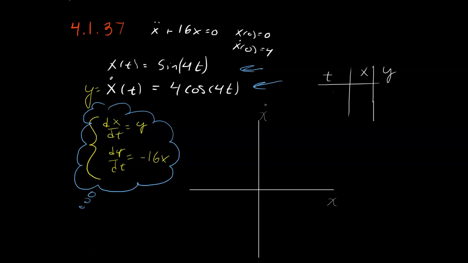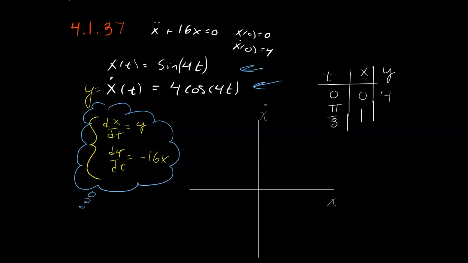So pick a value. Say at time 0, x is 0 and y is 4. At some other convenient values, say we did pi over 8. When that happens, sticking pi over 8 into this equation gives you pi halves. So at that point, at pi halves, sine of pi halves is positive 1.